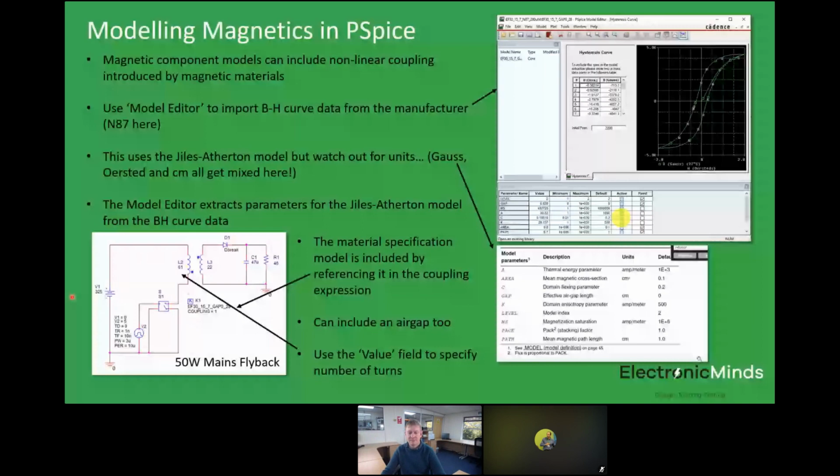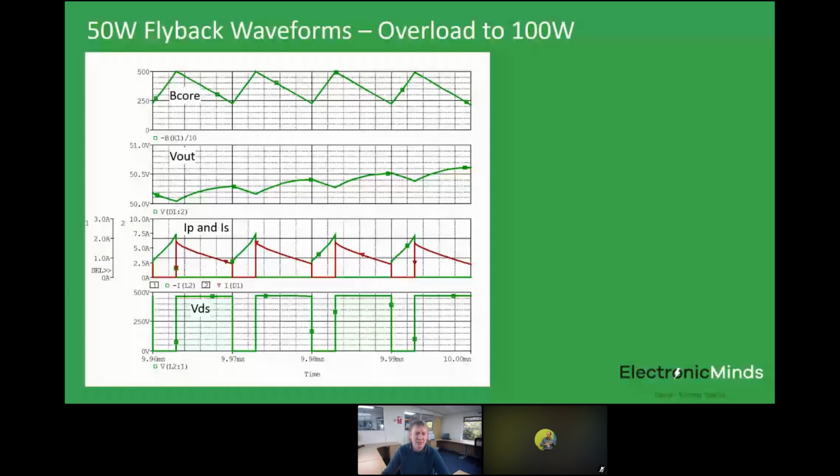So let's model that. In fact, what I've done on this particular screen is use that nonlinear material and take the power level from 50 watts to 100 watts, so pushing the magnetic core a lot harder. You can see now, firstly, at 100 watts output power, we're much more heavily into CCM operation. The core flux density is very much keeping away from zero.